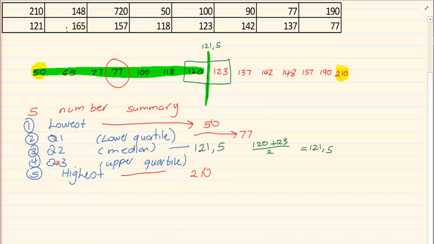Now how do I look for the upper quartile? I'm going to take all the information on the right hand side. It is also 7. I'm going to take the fourth one, 1, 2, 3, 4. So it is 148.